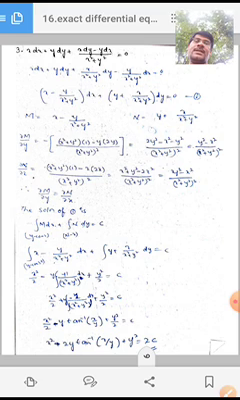The given differential equation is in the form of an exact differential equation. Its solution is this one.